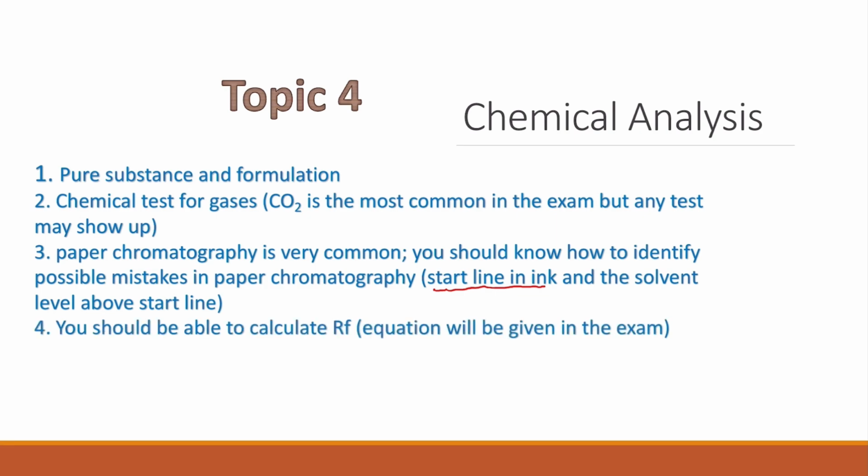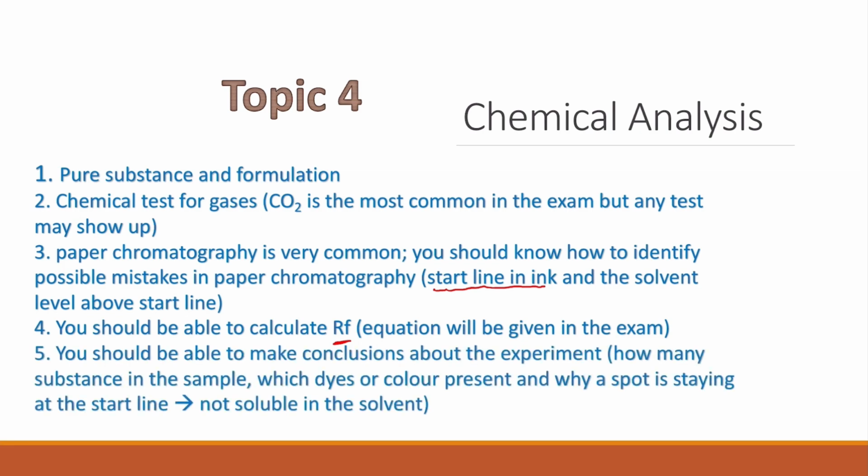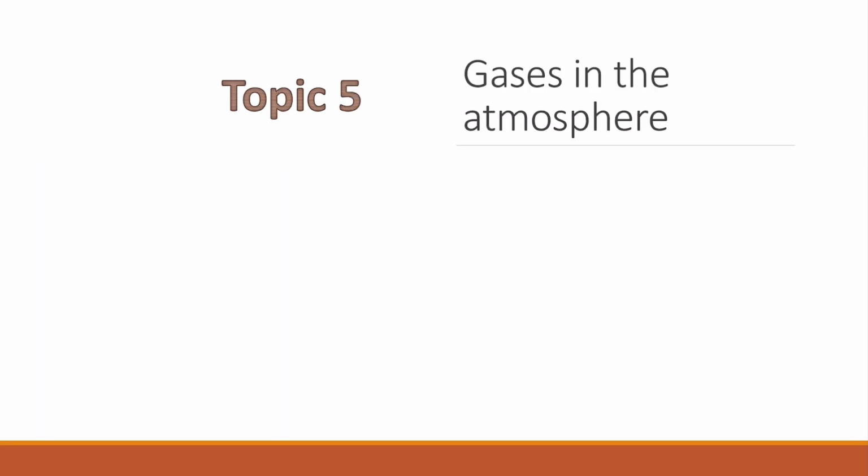You should be able to calculate the RF value for any spot or for any of the components from the paper chromatography. The equation for the calculation of the RF will be given in the exam. You should be able to make conclusions about an experiment regarding paper chromatography. So how many substances are there in the sample, why, which dyes or colors are present, and why a spot is staying at the start line and didn't move. Of course, this is because this particular dye is not soluble in the solvent used.